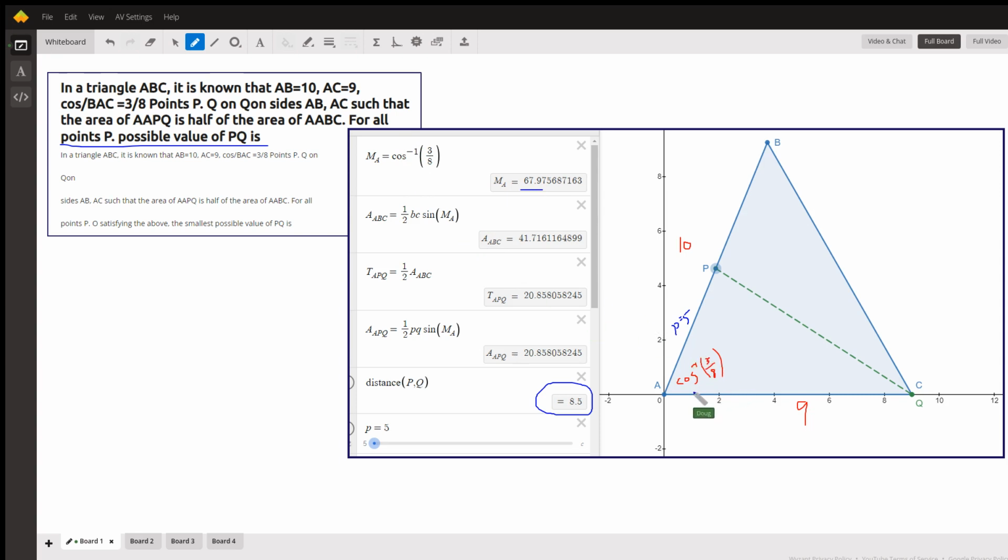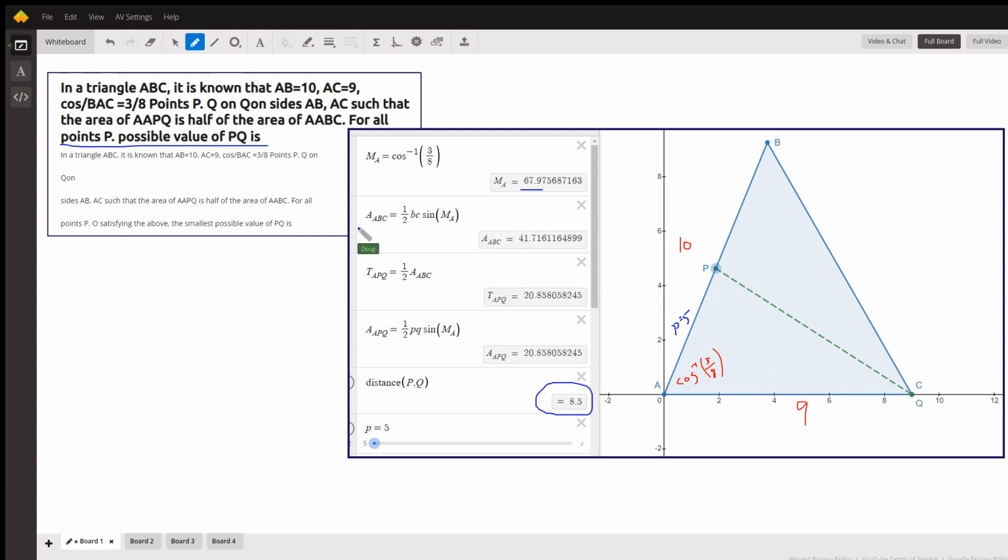And we're told that the area of triangle APQ is half the area of triangle ABC, where P and Q lie on AB and AC respectively. And we're supposed to find the minimum distance between P and Q.